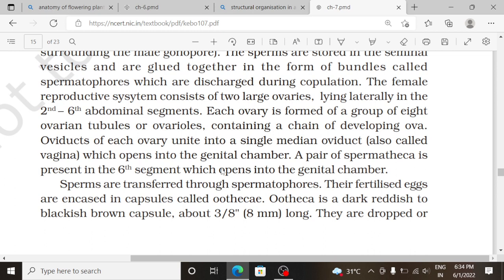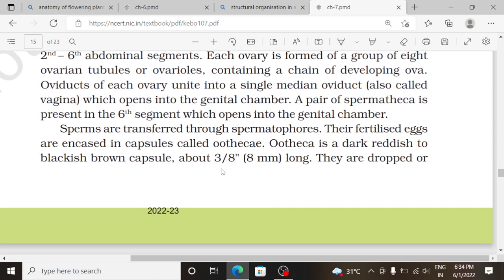Each ovary is formed of a group of 8 ovarian tubules or ovarioles containing a chain of developing ova. Oviducts of each ovary unite into a single median oviduct, also called vagina, which opens into the genital chamber. A pair of spermatheca is present in the 6th segment, which opens into the genital chamber. Sperms are transferred through spermatophores.